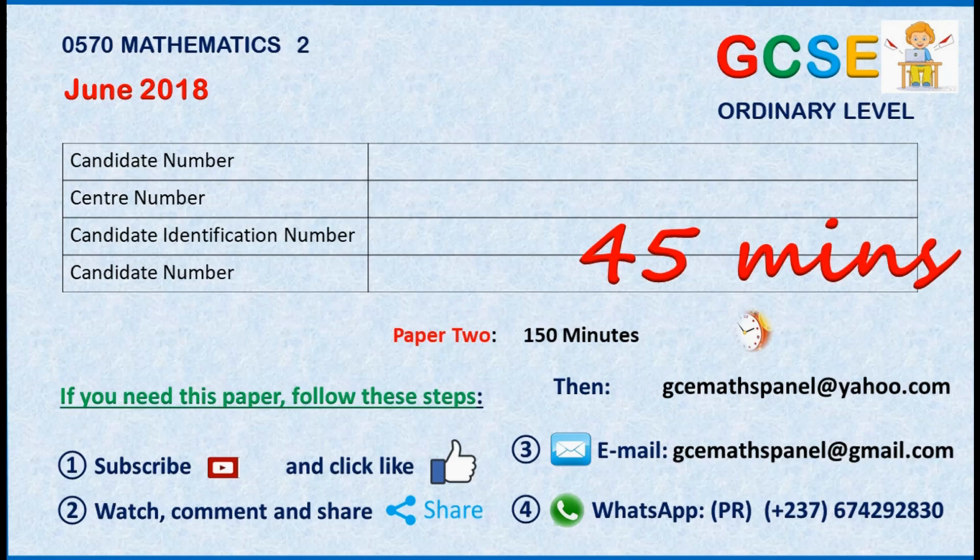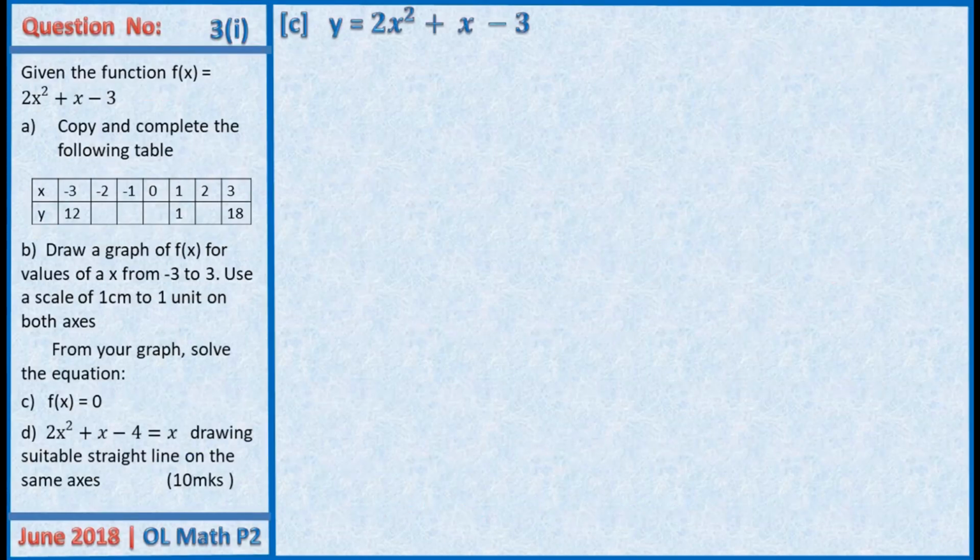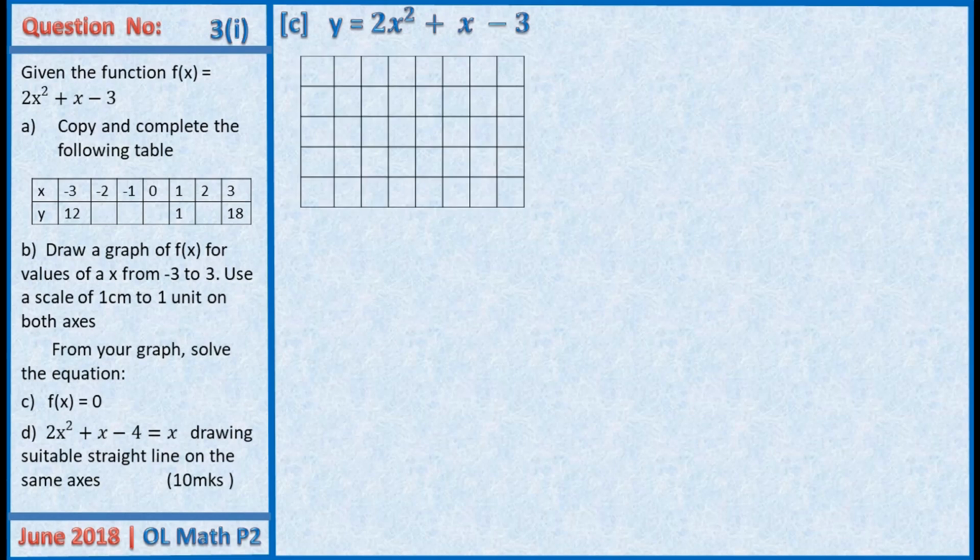Question 3. Given the function f of x equals 2x squared plus x minus 3, copy and complete the table. To copy and complete the table, it is advisable to do it in this order. Take each of the terms in the function and place in the table as shown. X ranges from minus 3 to 3.